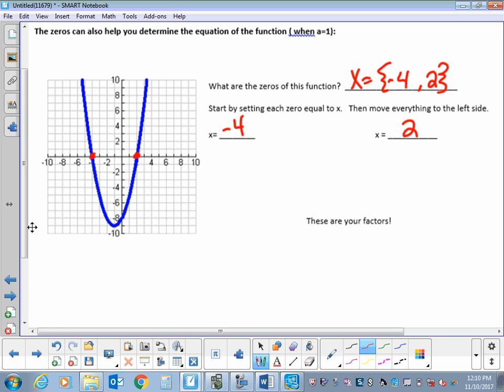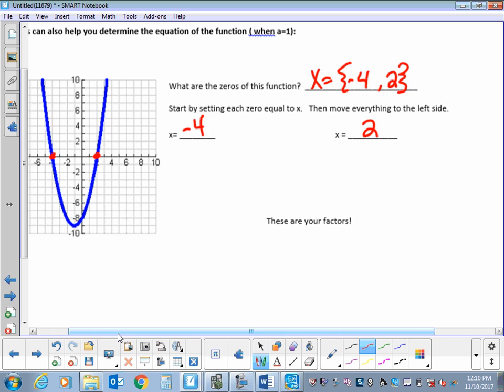We're only looking at our x-intercepts. Then it says move everything to the left side. If I have x equals -4, how do I move that to the left side? Add 4. Once we do that, what's on the right side? Sorry, the left side. I can combine those two. It's just x plus 4, right? What's left over on the right side? 0. This is my factor.